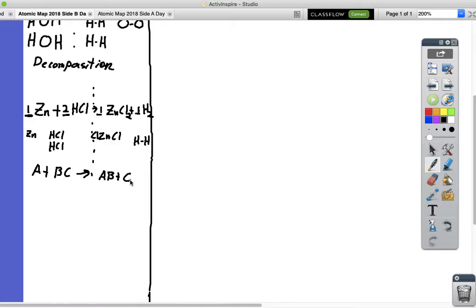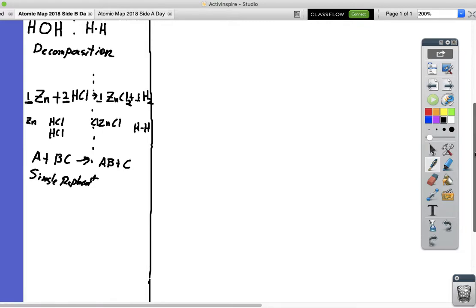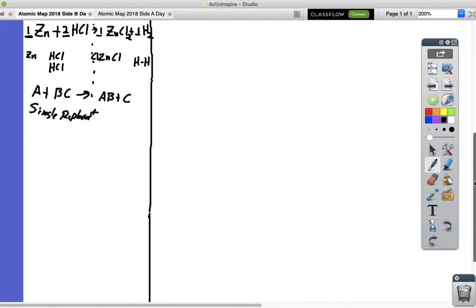All right, you guys. So do you guys see how this is a generic way to write this out? Okay. This is just a single replacement. Okay, single replacement reaction. Okay. Guess what we're gonna do next?